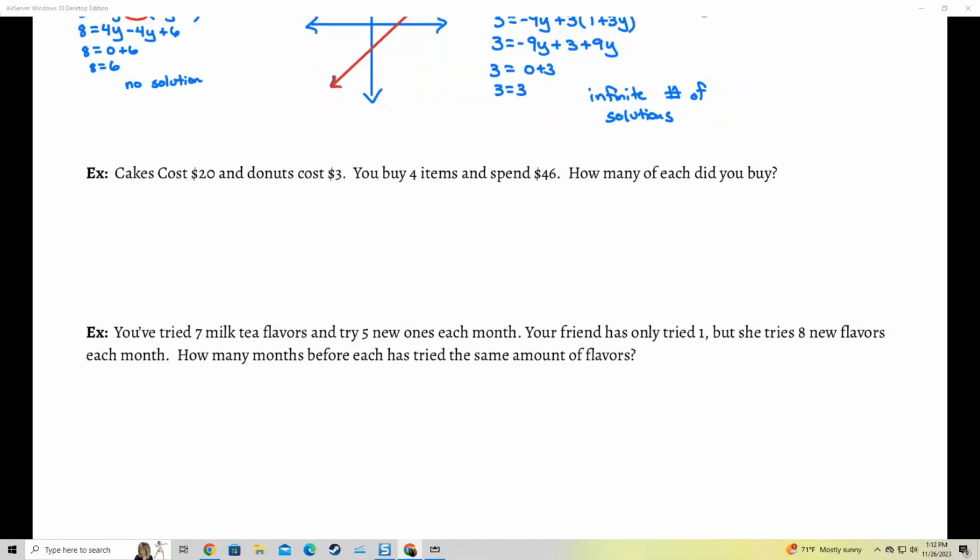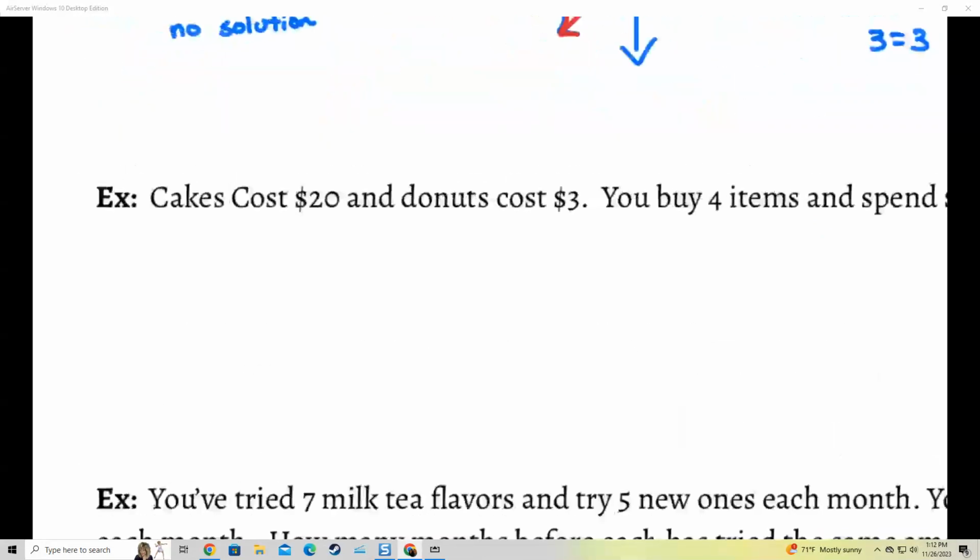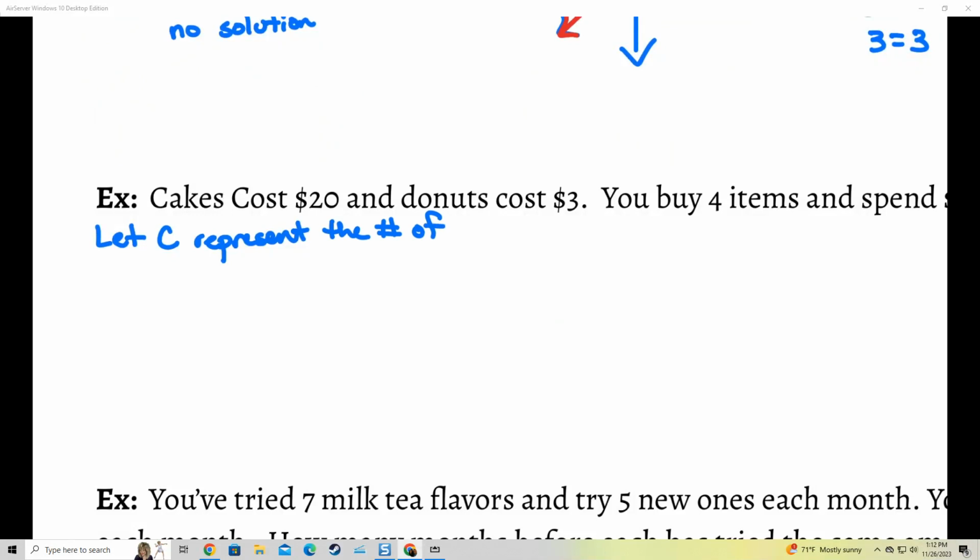Cakes cost $20. Well, what is it we're trying to find? We're trying to find how many cakes and how many donuts, and we don't know either, right? So I'm going to say, let C represent the number of cakes, and let D represent the number of donuts. We're going to come up with equations.